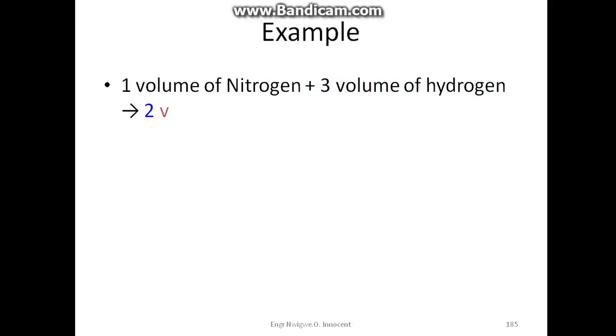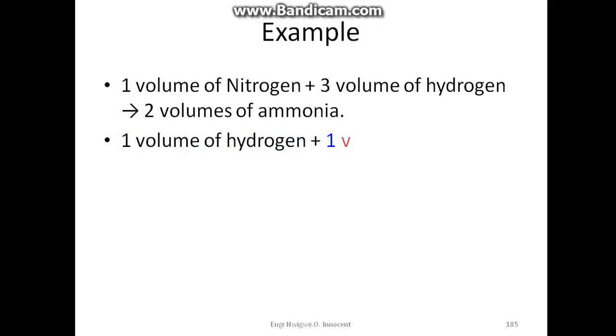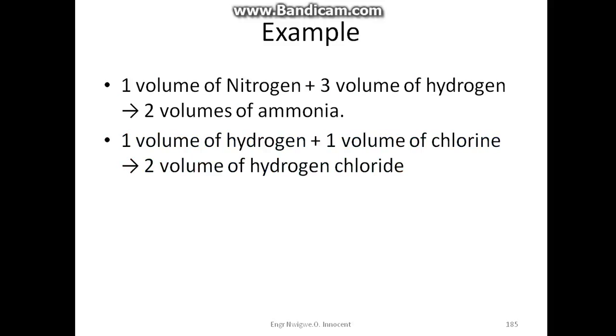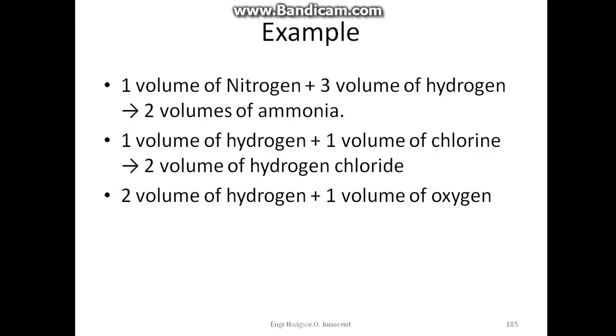Example: 1 volume of nitrogen plus 3 volumes of hydrogen will give 2 volumes of ammonia. 1 volume of hydrogen plus 1 volume of chlorine gives 2 volumes of hydrogen chloride. 2 volumes of hydrogen plus 1 volume of oxygen will give 2 volumes of steam.